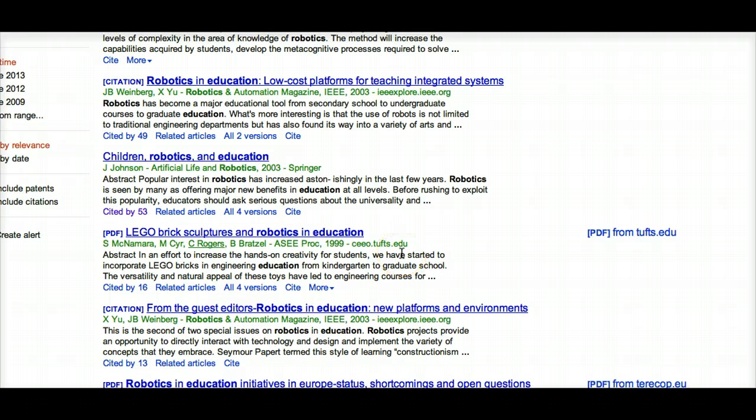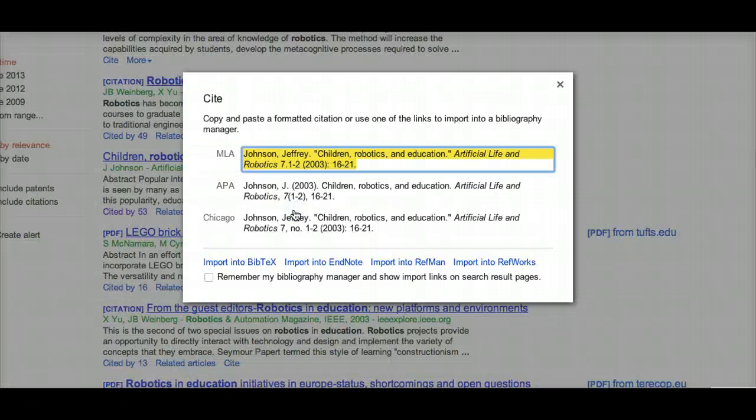But the thing I love most about Google Scholar is this little button right here. See where it says Cite? If I click on that, bam, I've got the source right there, the entire citation. Now, it's important to note that this citation is not always 100% correct. Like for instance, in MLA, you should also have the medium of publication at the end. So if this is an article, it should say print.